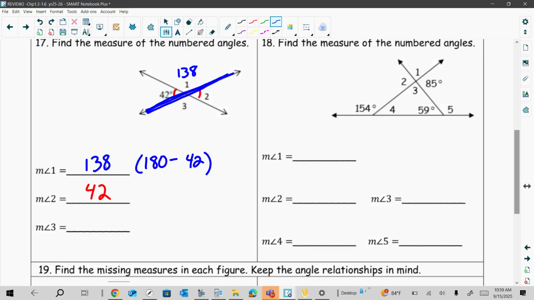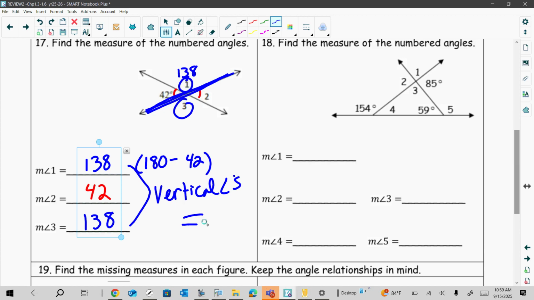And that means angle 1 and angle 3 are both 138. Why? Angle 1 and 3 are both what? No, they're not both on the same line. What are they called? I know they're congruent. They're vertical angles, and vertical angles are congruent. You're going to need to know why, because it's one of the questions that you're going to be asked.